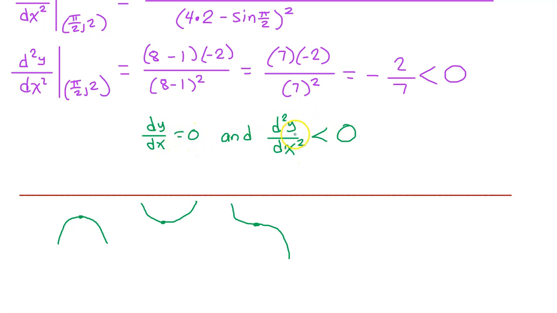This second part, where we know the second derivative is negative, tells us that the curve is concave down at the point in question, which means we can forget about these options, and it must be this option. Therefore, the curve has a relative max at the point pi over 2, comma 2. When we write the conclusion in a moment, we need to include both of these facts.